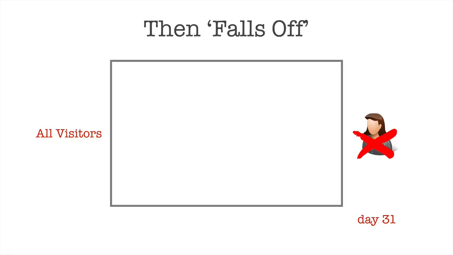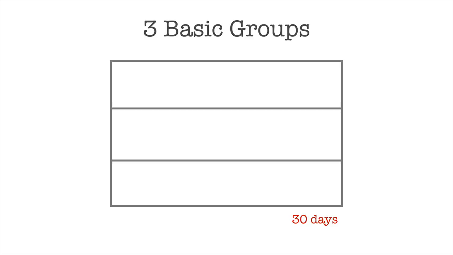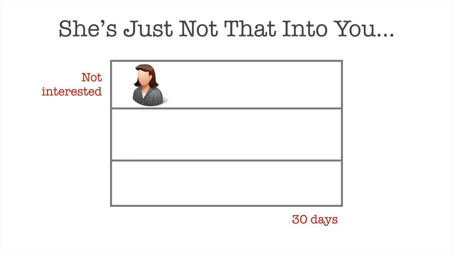Okay, so like anything database driven, this gets more powerful when we start to segment, slice and dice. And so we're going to start really basic here, and we're going to say there's three basic groups that apply to almost every website. First of all, we've got the not interested crowd. They landed on your website however they got there. Maybe it was through an AdWords click, maybe it's through Facebook, maybe it was organic. They've looked, they're just not that interested, and they are probably never coming back to your website.